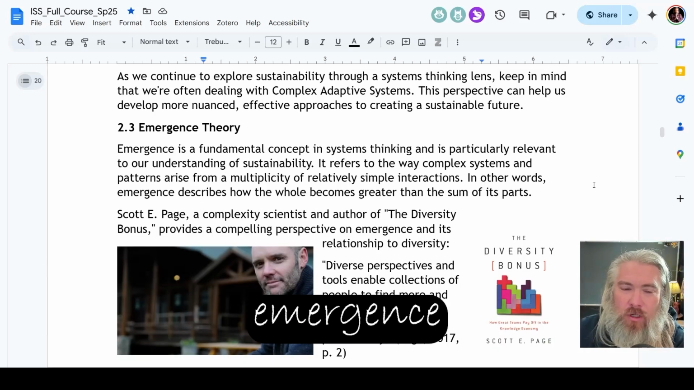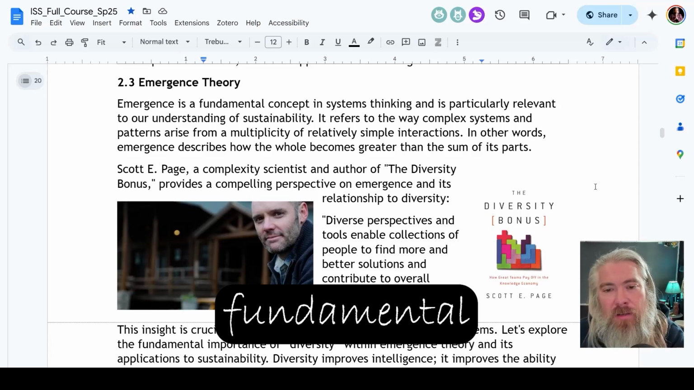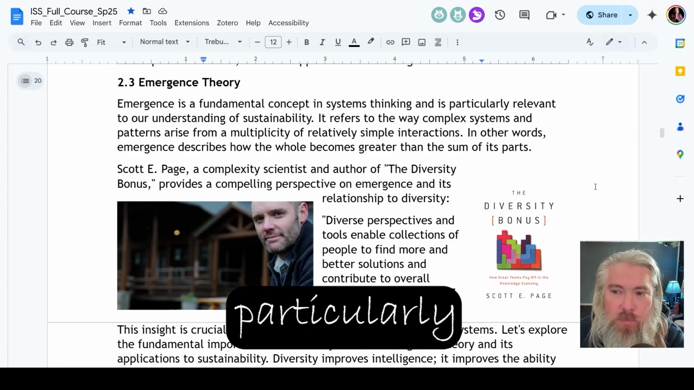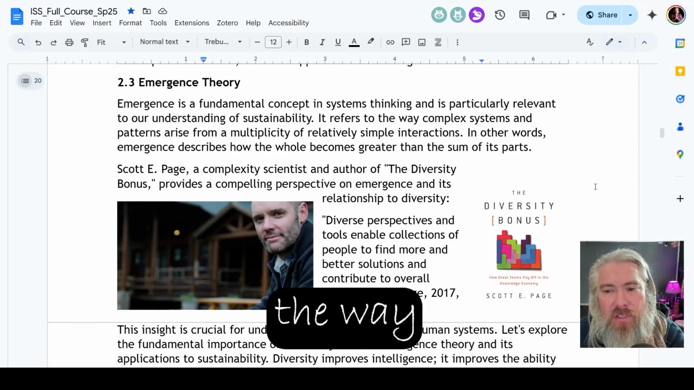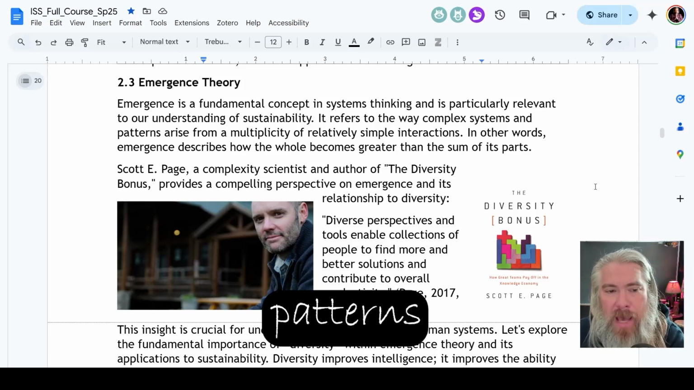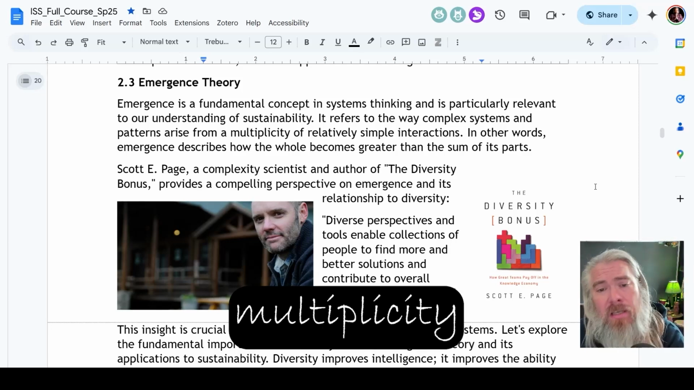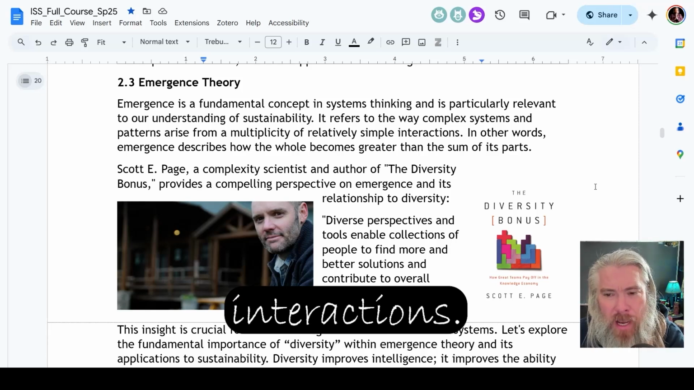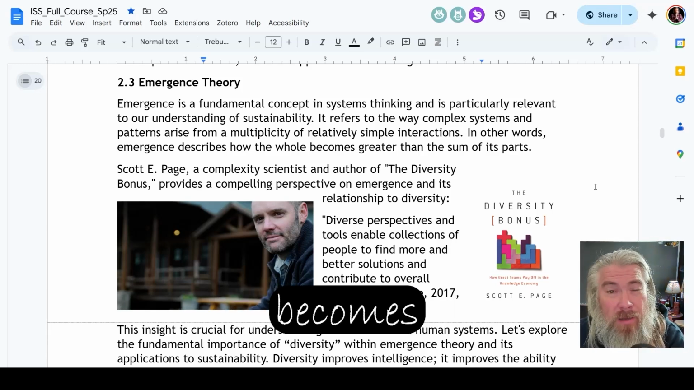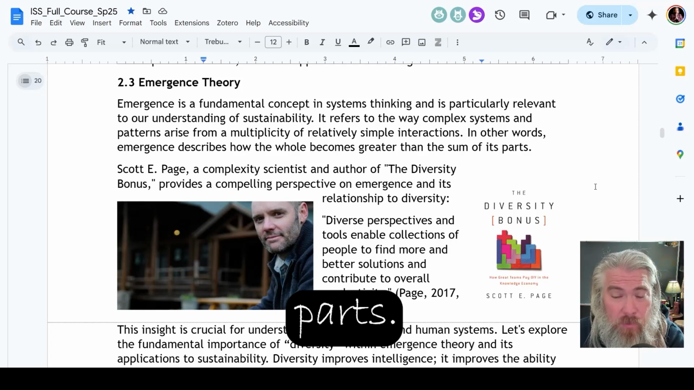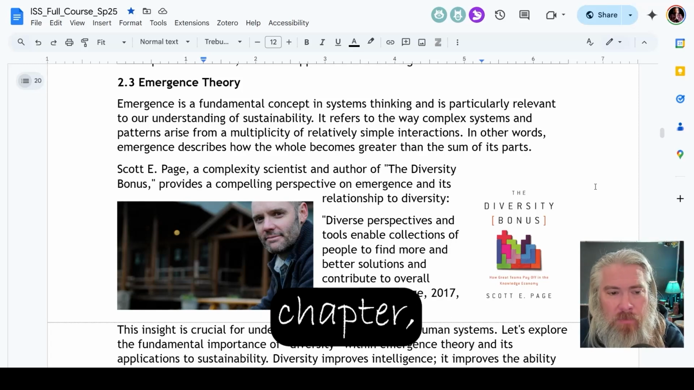Section 3, Emergence Theory. Emergence is a fundamental concept in systems thinking and is particularly relevant to our understanding of sustainability. It refers to the way that complex systems and patterns arise from a multiplicity of relatively simple interactions. In other words, emergence describes how the whole becomes greater than the sum of its parts, as I mentioned in the previous chapter.